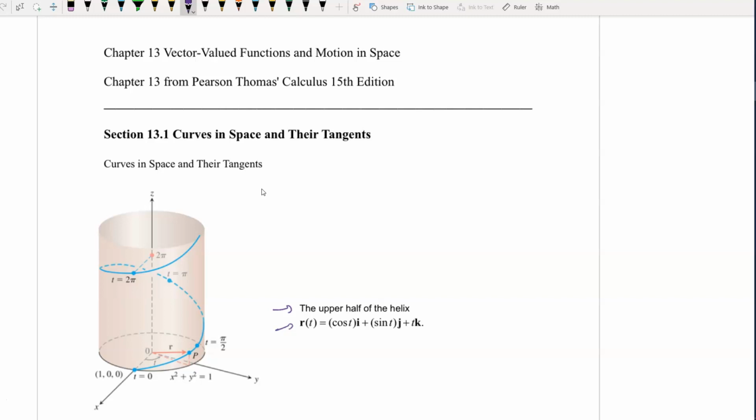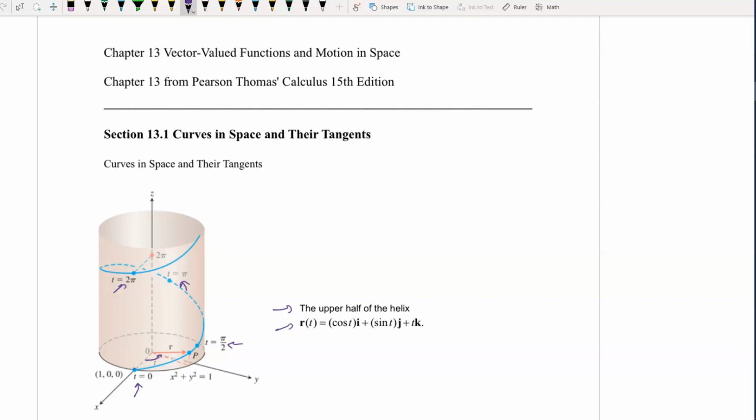So here on this part we have our angle. It starts at 0 and increases to pi over 2, then increases to pi, and again increases to 2 pi at this point. Here our point is 1, 0, 0, where we started, and here is our angle.